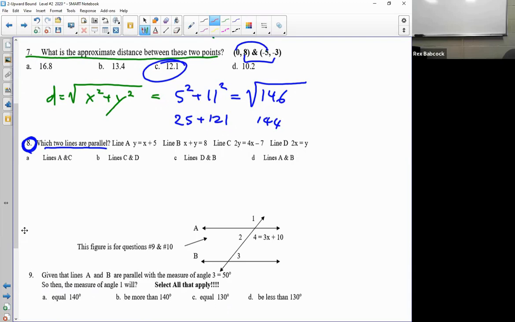Well, let's see if we agree or not. Slope of this line, 1. Slope of this line, bring the x over, -1. Slope of this line, 2 into 4 is 2. Slope of this line is 2. C and D. The answer is B on 8.